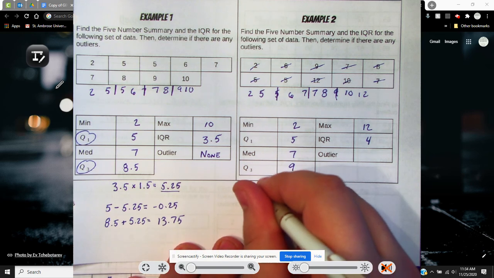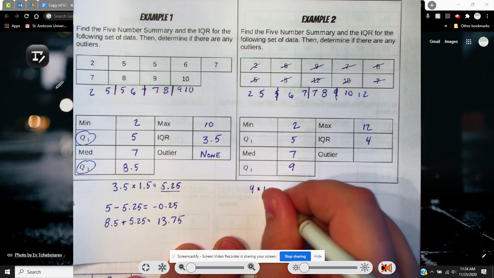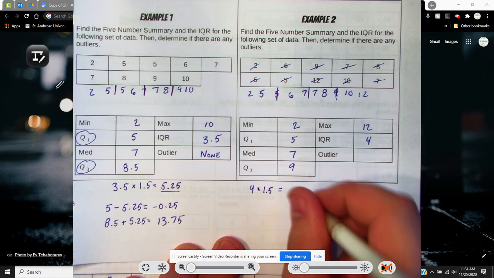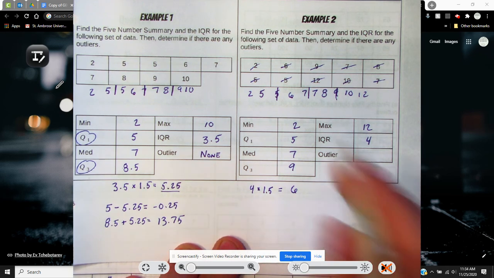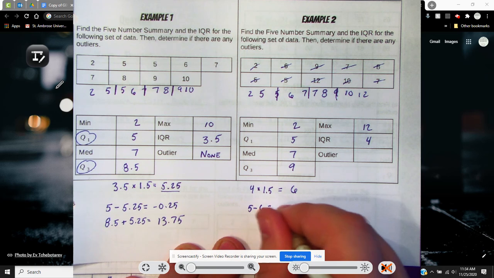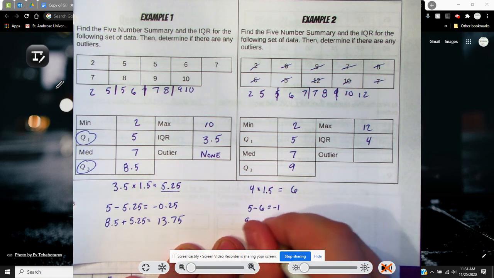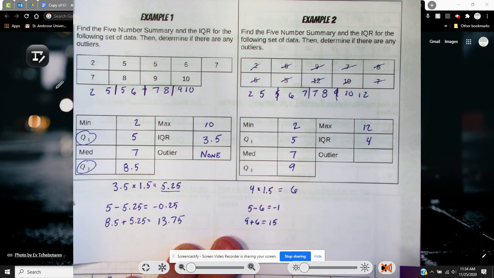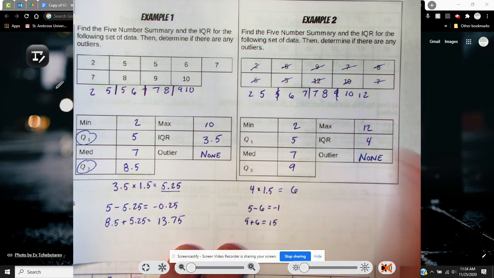For our outlier, our IQR times 1.5 gets 6. So I can do 5 minus 6 to get negative 1, and I can do 9 plus 6 to get 15. Because I don't have a number smaller than negative 1 or bigger than 15, I have no outlier.